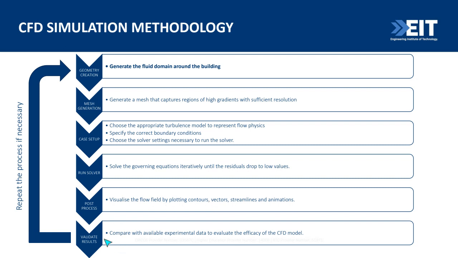Then if we have any experimental data, we can compare with available experimental data to evaluate the efficiency of this CFD model. And then when we compare with experimental data, we might have to go back and change some regions of the mesh. They might be under resolved or over resolved. So sometimes you have to repeat this process until you get a good comparison with available data or with a solution that is reliable for you.